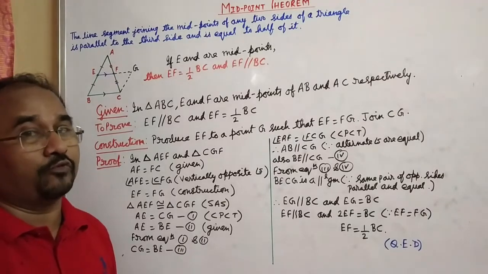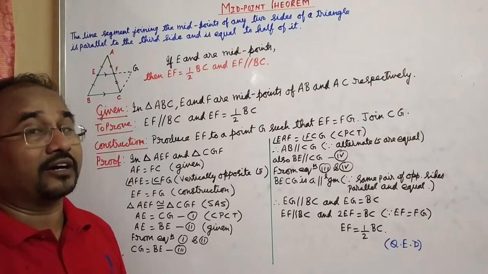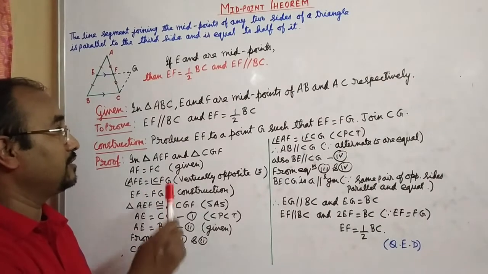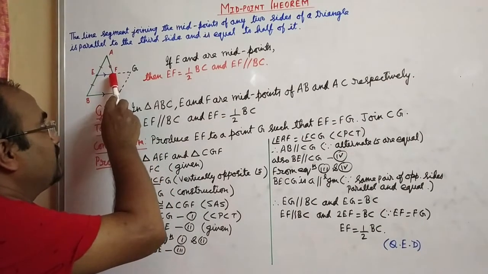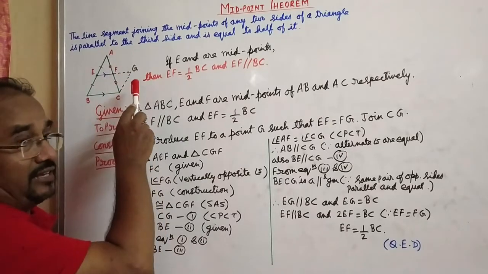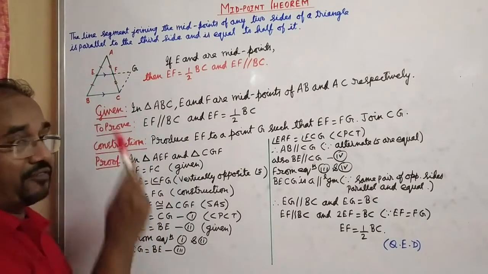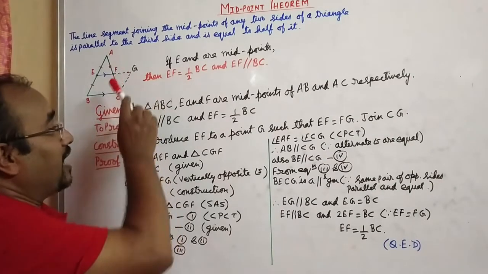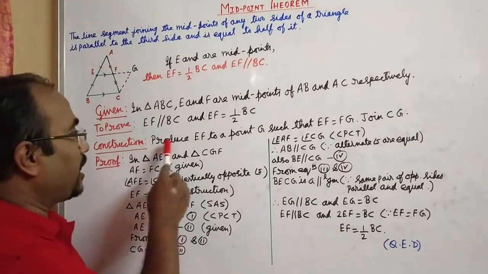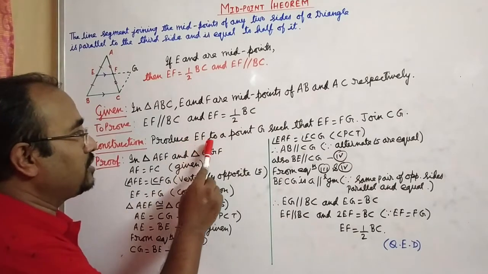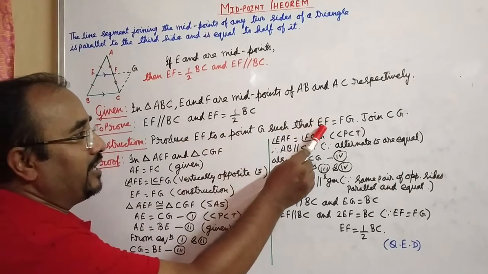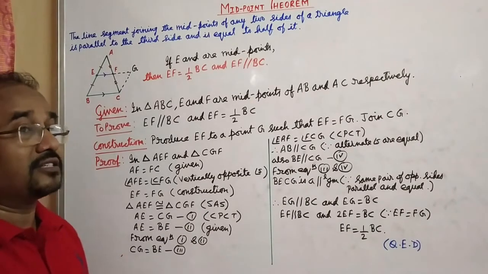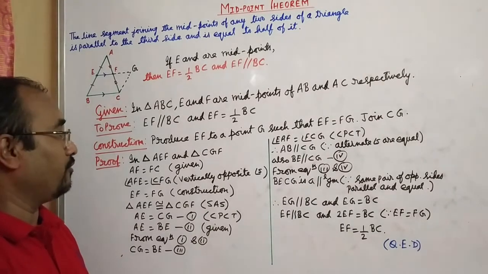Now for getting the proof done, we require a construction. And that construction goes like this: this line EF is produced to a point G such that EF and FG are equal. And then the points C and G are joined. So that's what I have written here: produce EF to a point G such that EF equals FG, and join CG. Now let us see the procedure of the proof.